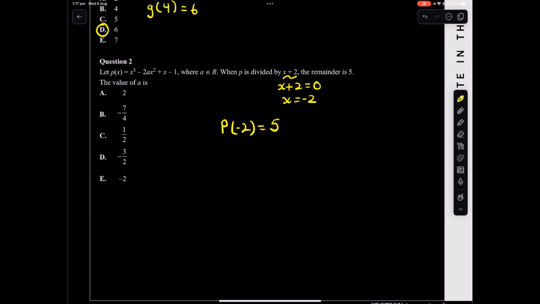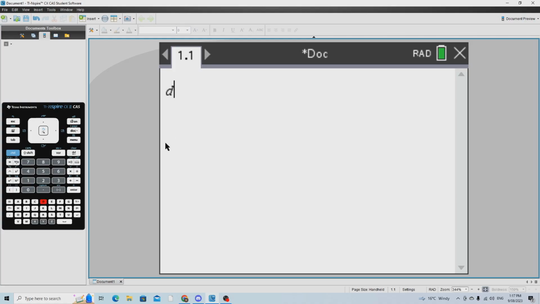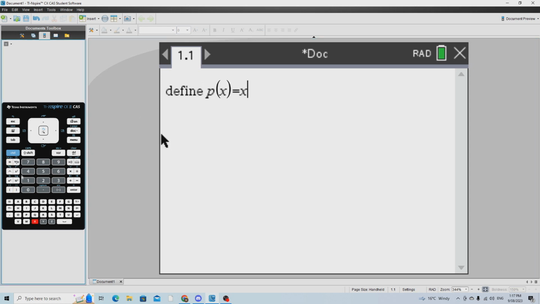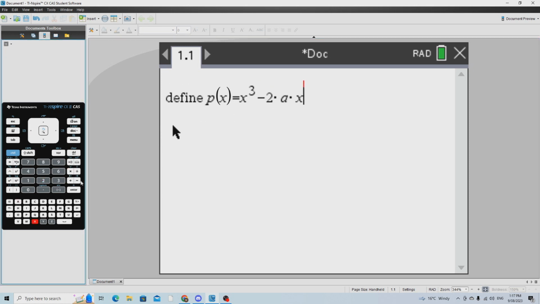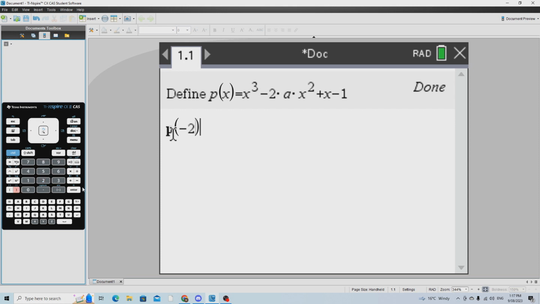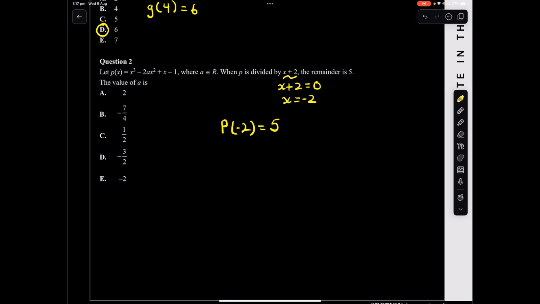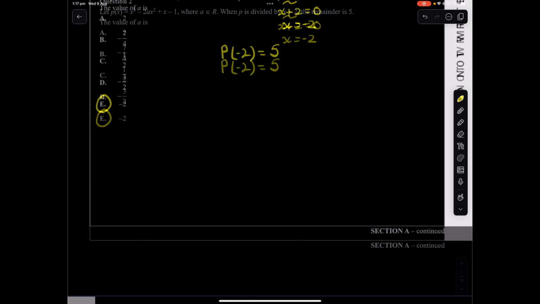Okay, now go to your CAS, and this is what I'm going to do. First, we're going to define the function. So define p of x as x to the power 3 minus 2 times a x squared plus x minus 1. Oops, minus 1. All right, so we know that p of negative 2 should equal 5. Yep, and we want to solve that for a. We get a equals negative 2, so E is your answer.